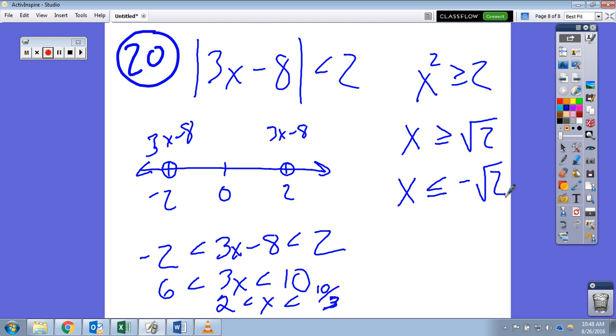Okay, then it says find the solution set of the inequalities. That one's done, and that's done. Because it's not between them, you can't write it as a composite inequality. Let's say 0, here's positive root 2, here's negative root 2. It's everything above and everything below.